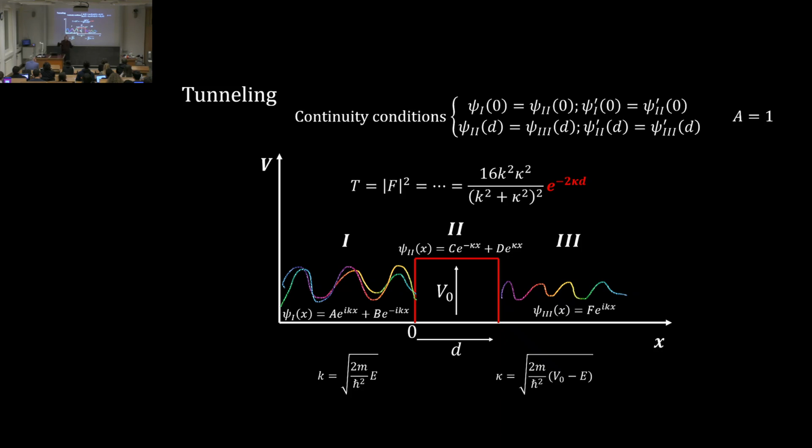probability for the electrons to pass through this potential barrier depends on the length of the potential, and it also depends on kappa, and kappa directly depends on V0. So if my potential barrier is very high, it will also be very hard for the electron to pass through the potential barrier. This is the coefficient that you have to keep in mind. There is a non-zero probability for the electron to pass through the potential barrier, and it depends on the length of this potential barrier.